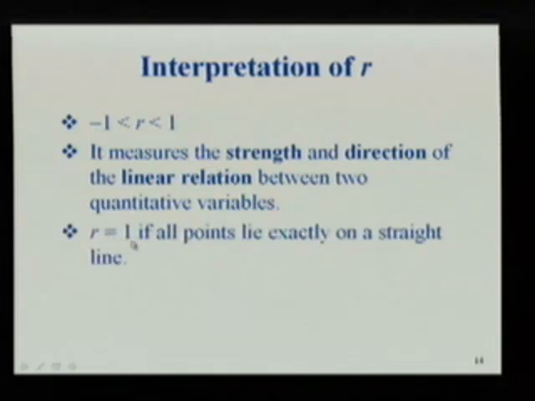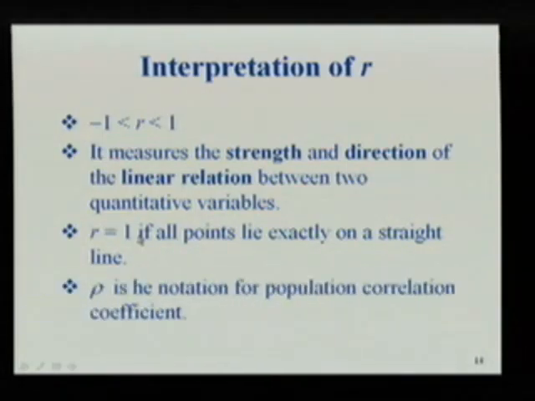What if this number is 1? If the number is 1, that means all the dots are right on a straight line, not scattered around the straight line. Generally, that's not going to happen when you're doing statistical analysis. And there's a Greek letter rho to denote the population correlation. If I do have the population of all those pairs of numbers, then for the correlation between those two variables for this population, notation-wise, we use the Greek letter rho.